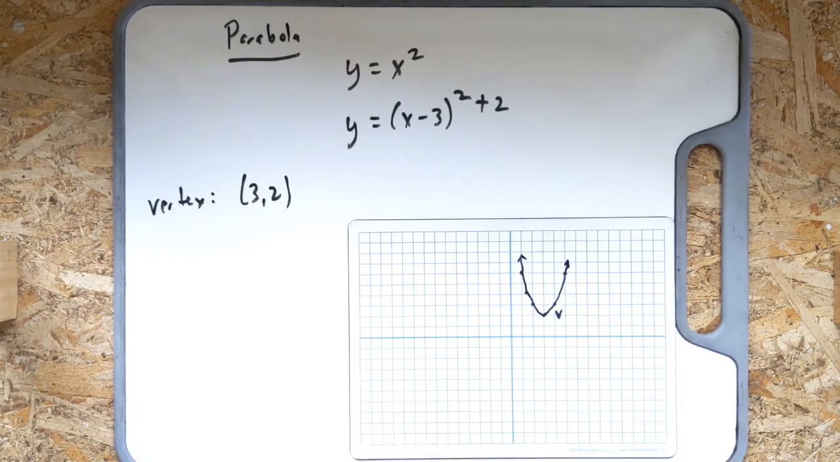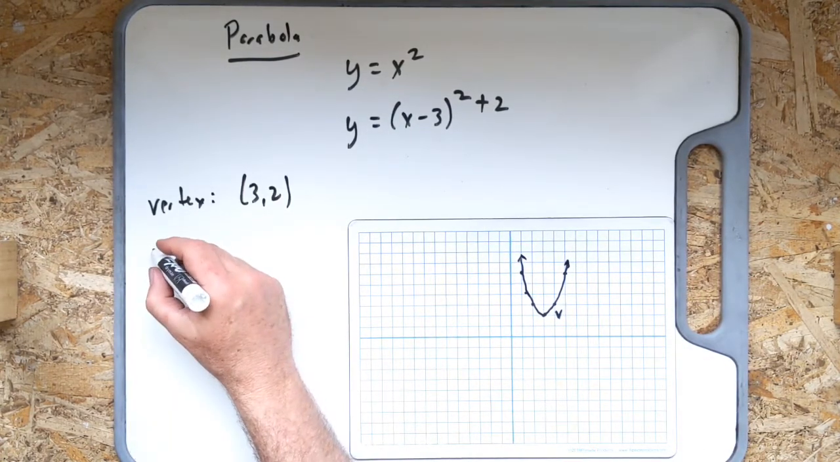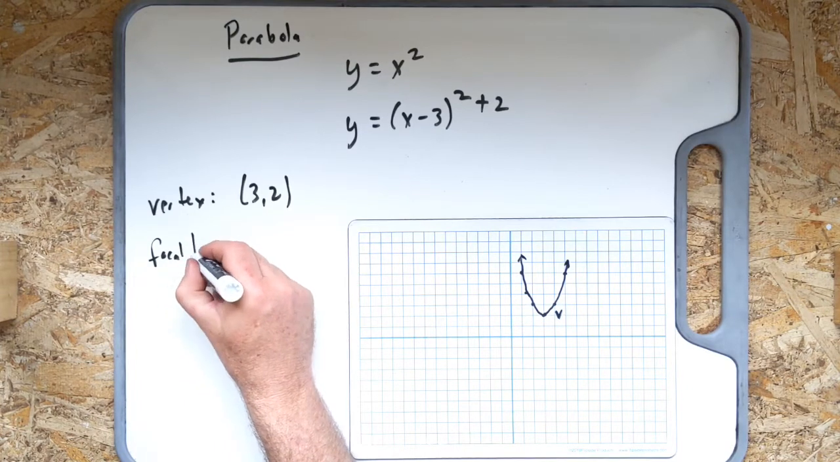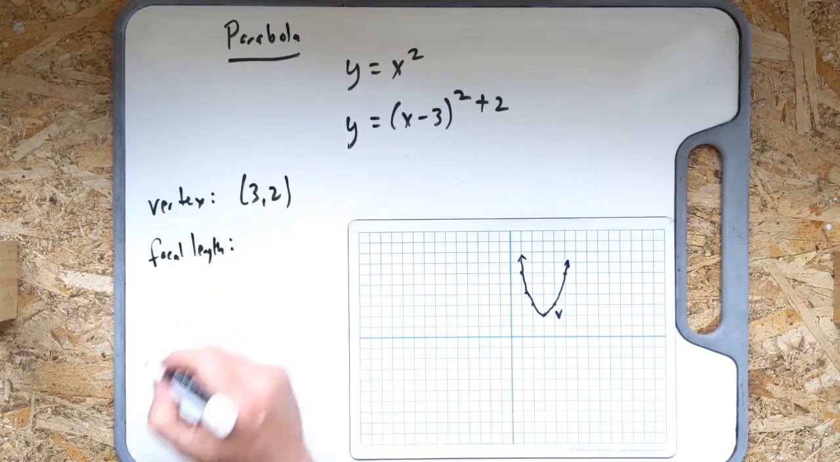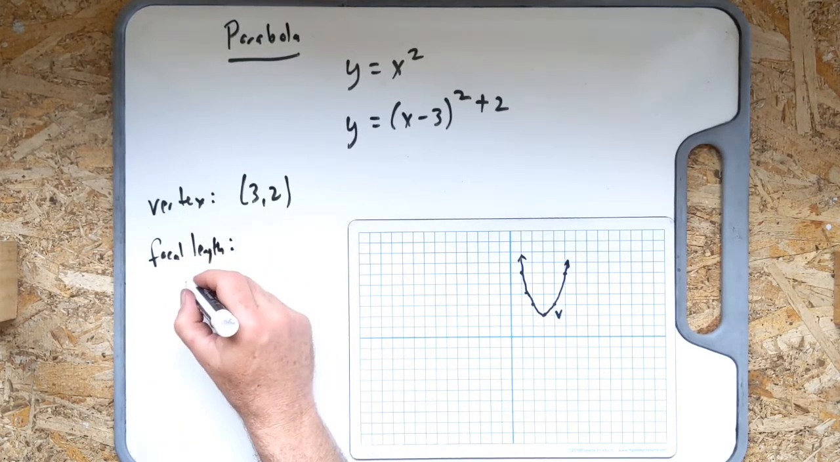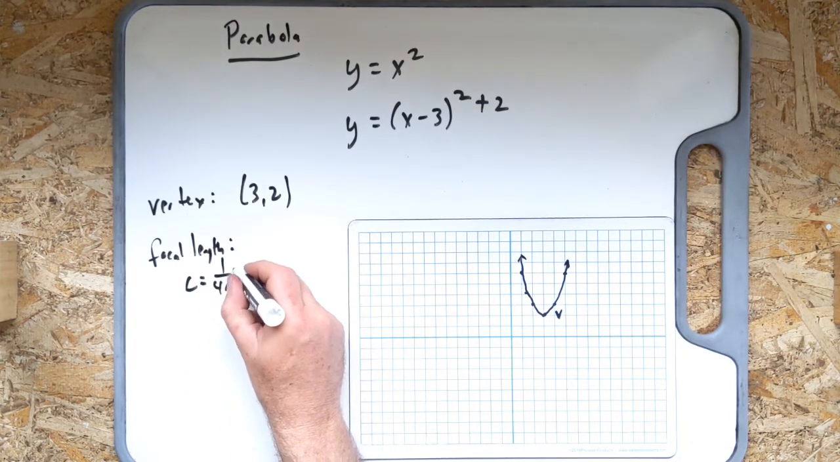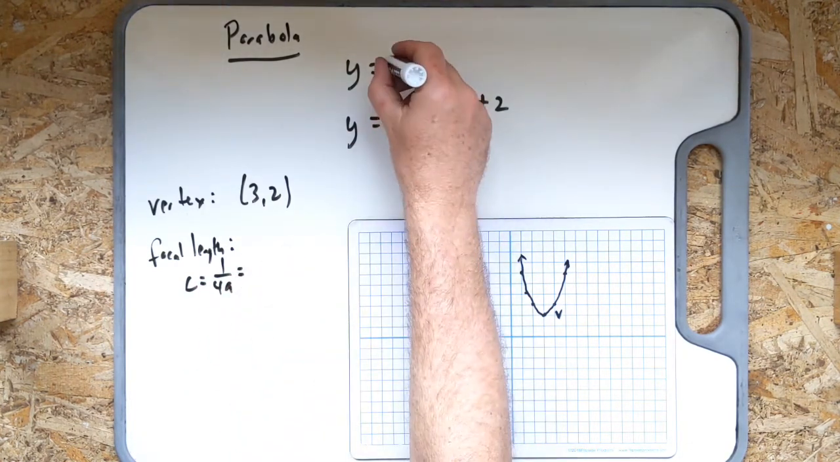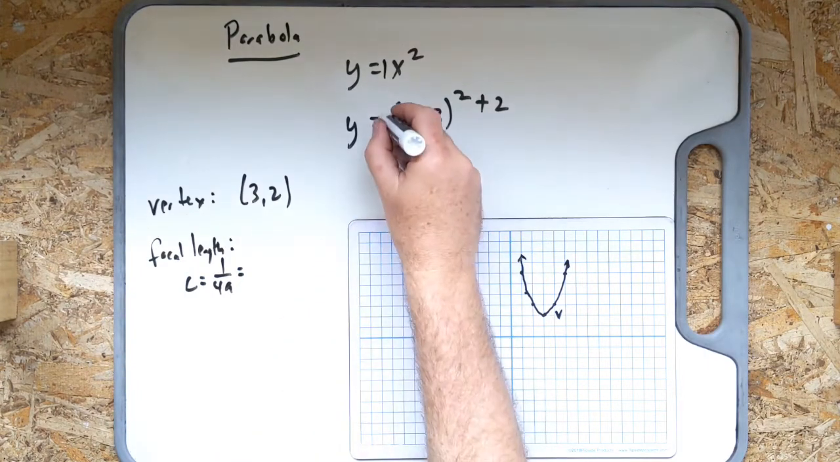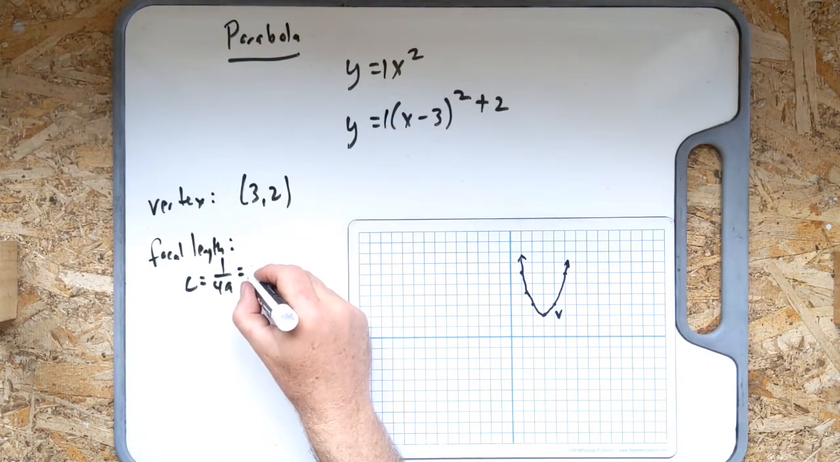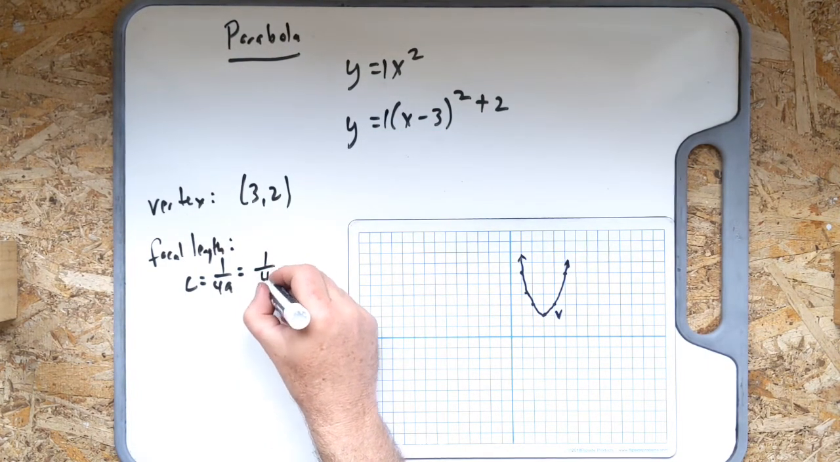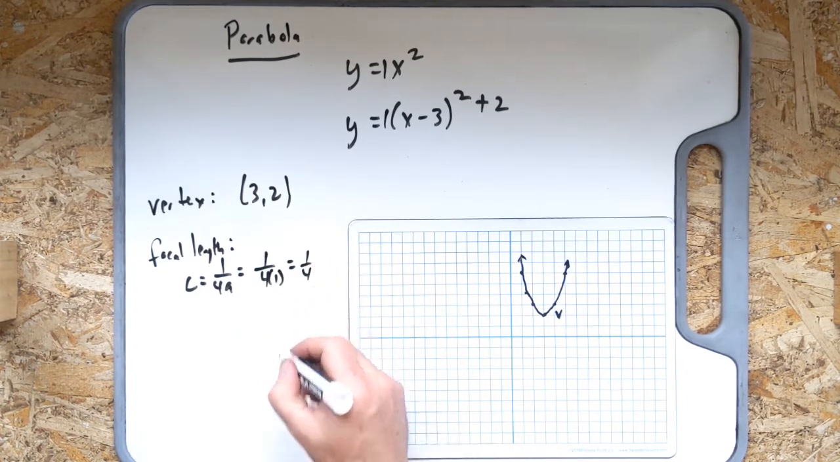Okay. Now I'm going to calculate some of those other things. I'm going to calculate the focal length. That, remember, is just c equals 1 over 4a. A is 1 in this case. Don't really write it, but that's 1x squared, and that's 1 times (x minus 3) squared. So it's just 1 over 4 times 1, or 1/4.